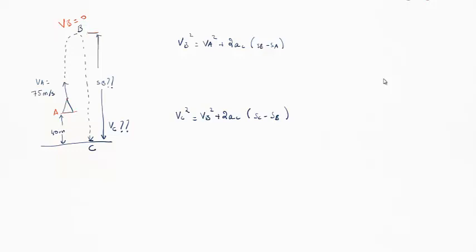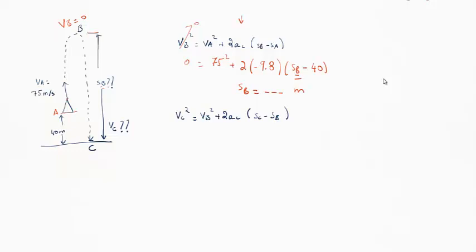Now let's get started. To get SB, we can simply use this equation over here. We know VB equals 0. So we have 0 equals 75 squared plus 2, and the acceleration is going to be gravity, so minus 9.8 because it's downwards, times SB minus 40. The only unknown here is SB, thus we get SB equals some value.